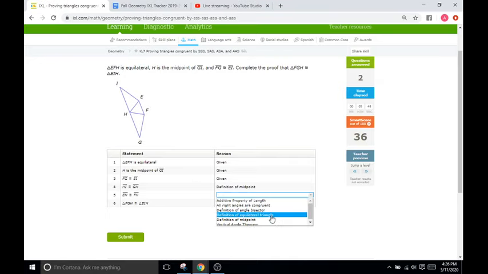Definition of equilateral triangle. Although that could be it. Definition of midpoint. It has nothing to do with these two lines specifically. Vertical angle theorem, again, not even dealing with angles, we just have sides there, and that's going to be it. So the clear answer is the definition of equilateral triangle. Like I was even saying before we were looking at the options, we know these two are the same because that is an equilateral triangle is what they tell us.